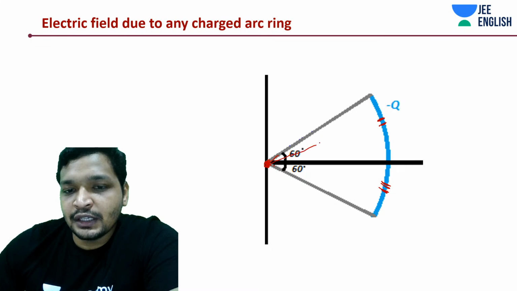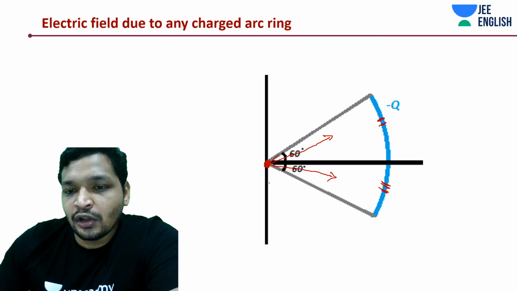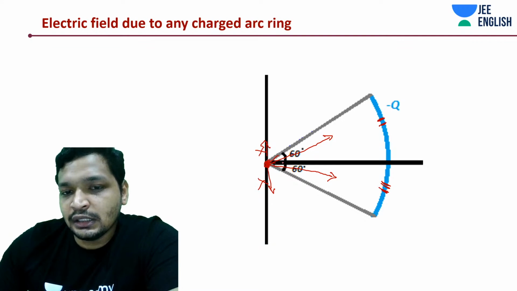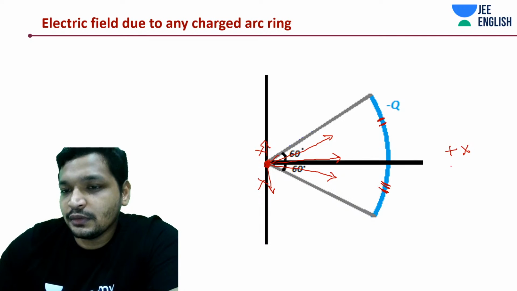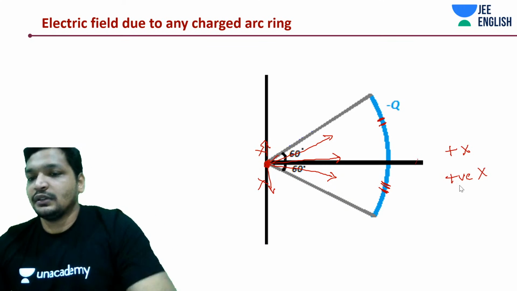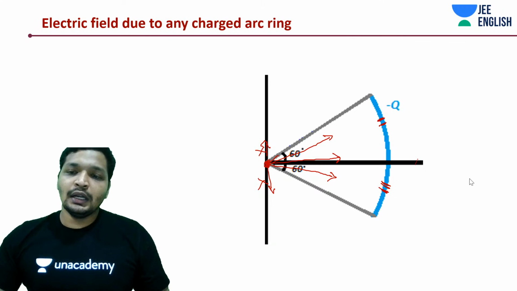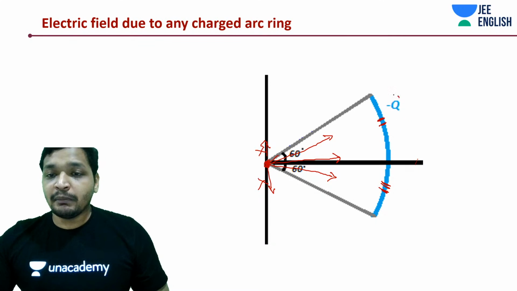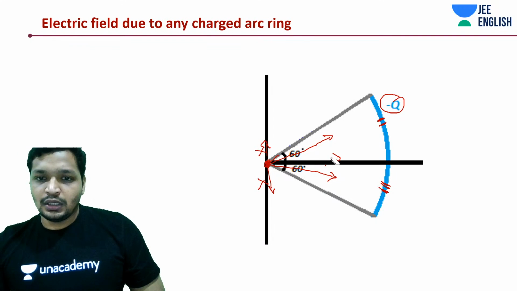One will have field in this direction, the other will have field in this direction, and if you resolve for both the symmetrical components, along the y direction they would get cancelled out. Agreed? Along the x direction it would be added twice, so it's going to be positive x. I hope this is simple. In this case it's positive x, and for minus q the field is flowing towards it.